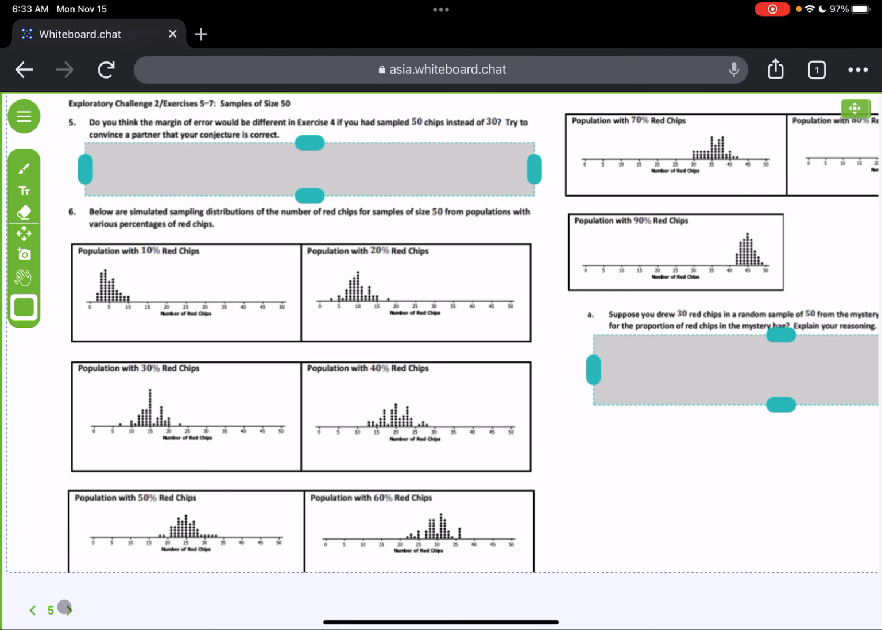Let's look at Exploratory Challenge 2. And this will be for exercises 5 through 7, where we have samples of size 50. Okay.